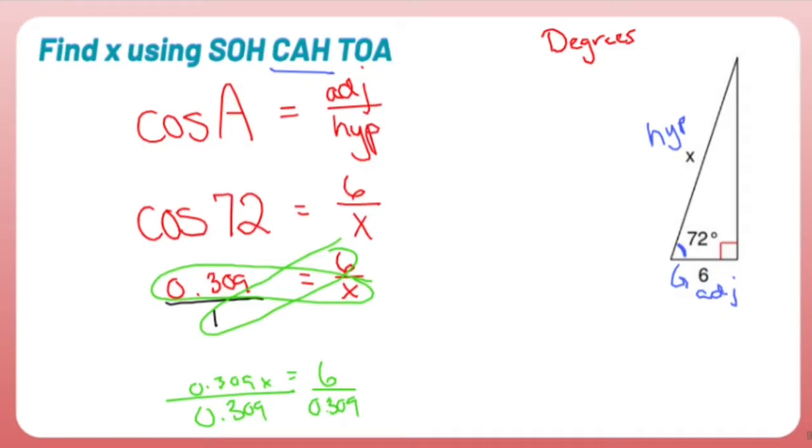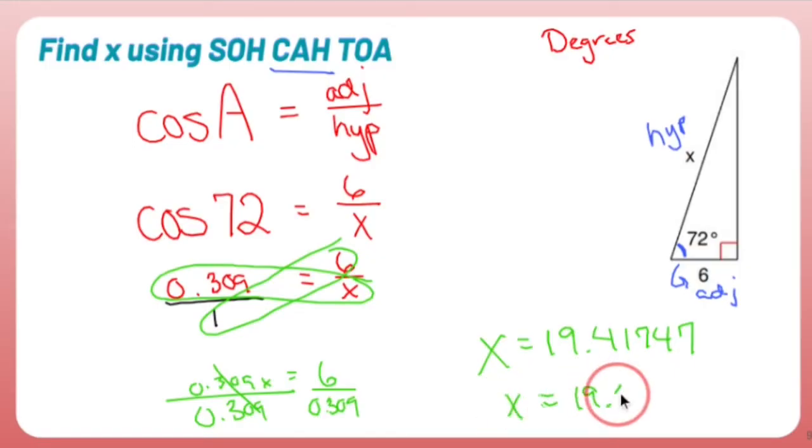So I'm actually going to type that out right now. 6 divided by 0.309. And I get 19.41747. So depending on how picky, I didn't tell you where to round it to, so let's round it to 2 decimal places. 19.42, no units to worry about, don't have to worry about inches or feet or anything like that. So that's how you find x. We're finding a hypotenuse using trigonometry. Awesome.